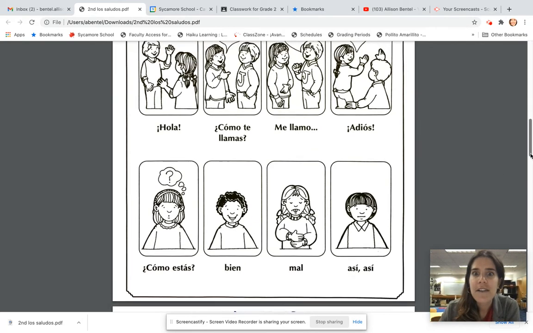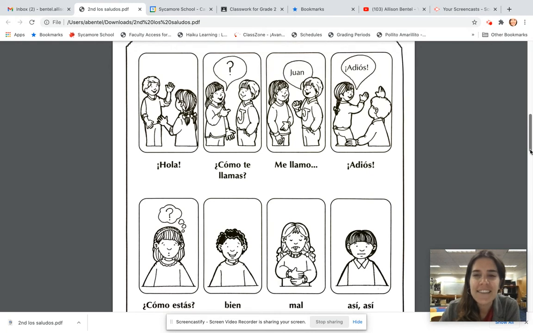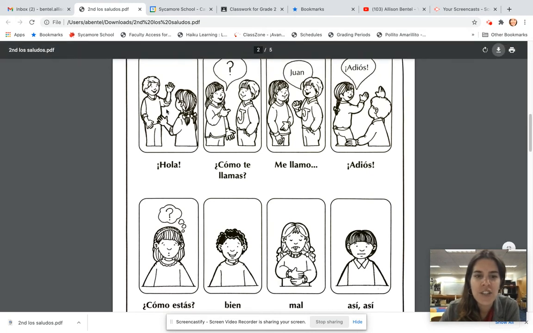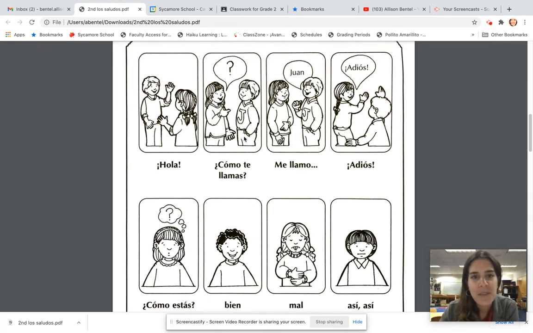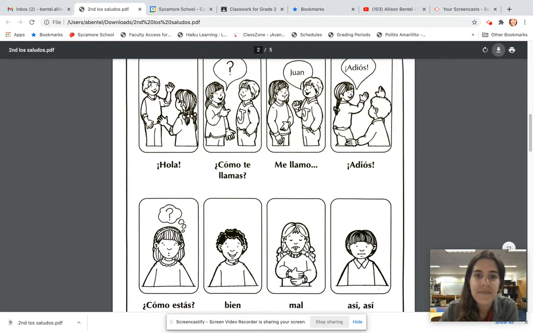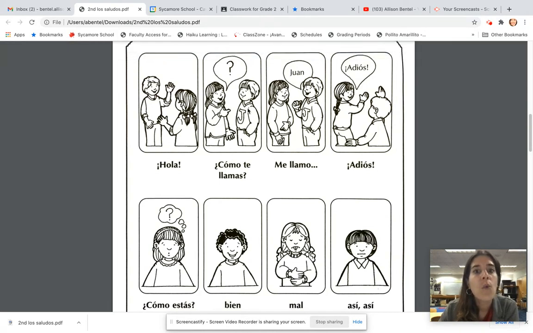Y vamos a revisar qué significan en inglés. Let's go over what these mean in English as well. Hola. ¿Qué significa hola? Muy bien. Significa hi, hello, hey. ¿Cómo te llamas? ¿Qué significa? What does ¿cómo te llamas mean? Muy bien. It means, what's your name? Or literally, what do you call yourself?